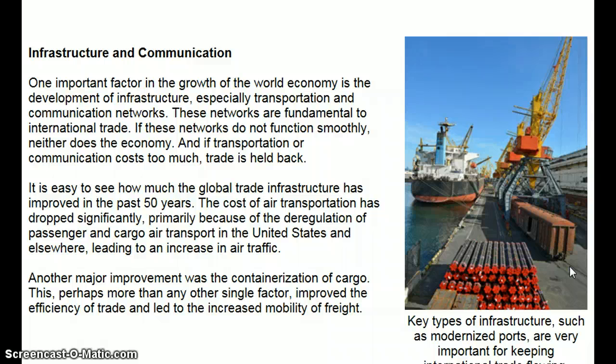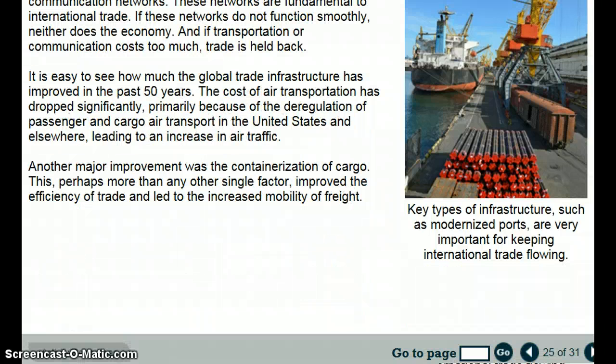It is easy to see how much the global trade infrastructure has improved in the past 50 years. The cost of air transportation has dropped significantly, primarily because of the deregulation of passenger and cargo air transport in the U.S. and elsewhere, leading to an increase in air traffic. Another major improvement was the containerization of cargo. This, perhaps more than any other single factor, improved the efficiency of trade and led to increased mobility of freight.